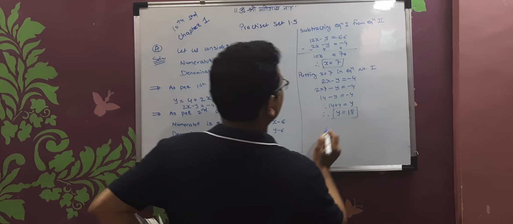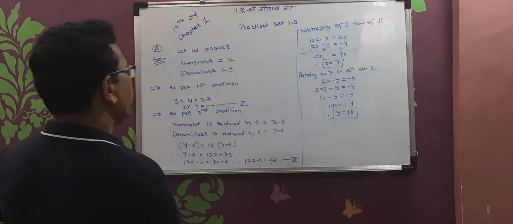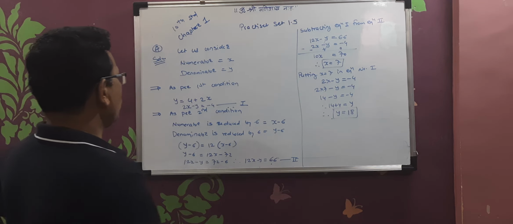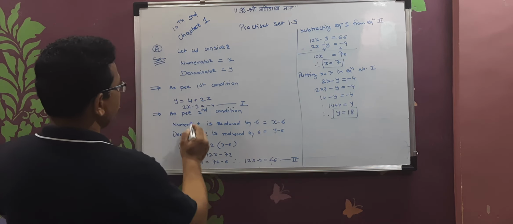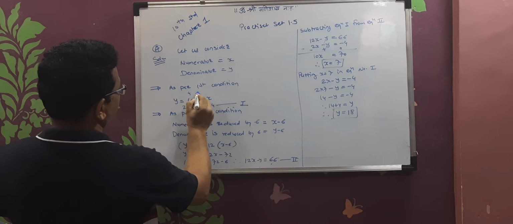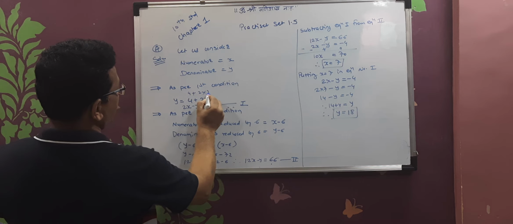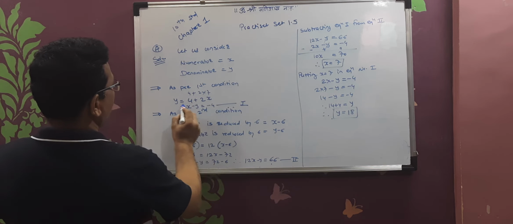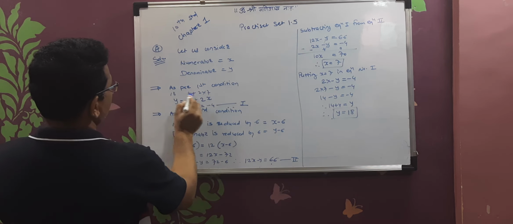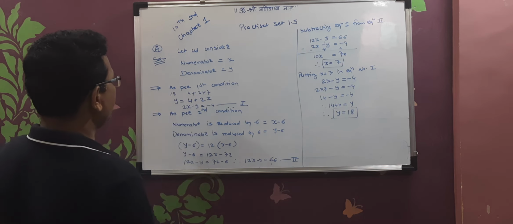Now we got the value of x, we got the value of y also. If you want to cross-check it, you can see here is 4 plus 2x. What is the value of x? It is 7. And what is the value of y? It is 18. So 7 2s are 14, 14 plus 4, it is 18. It is satisfying the equation.